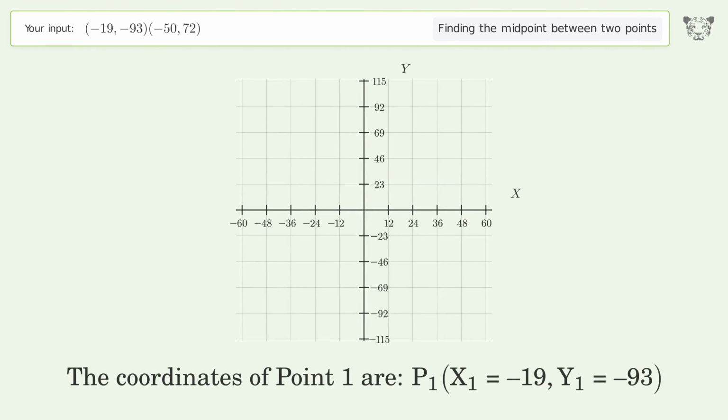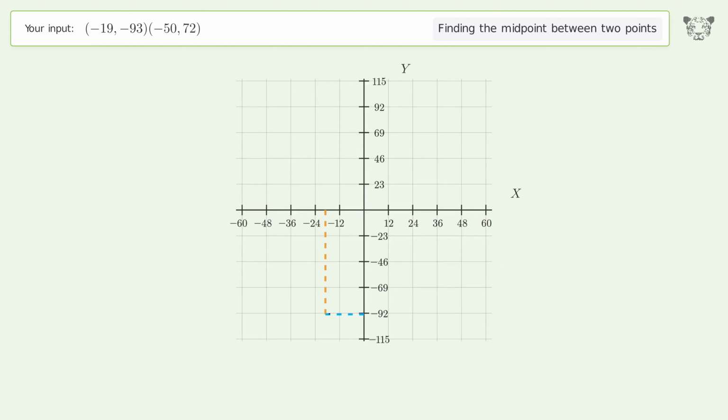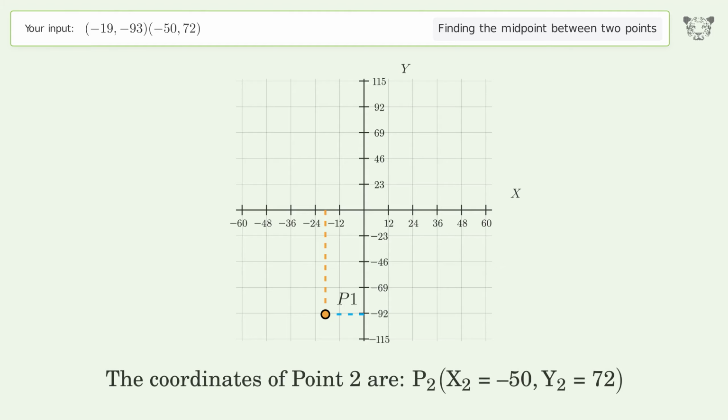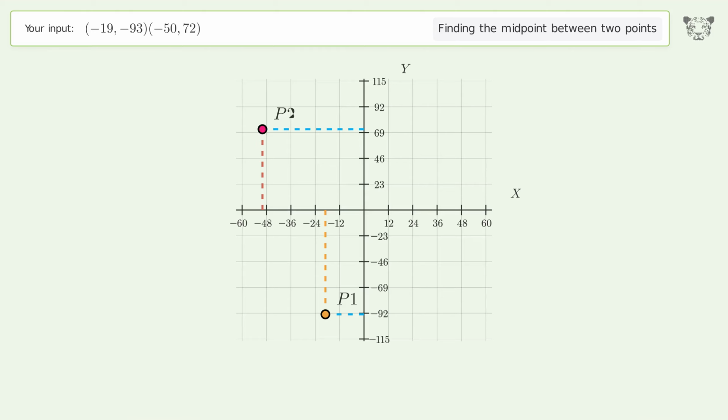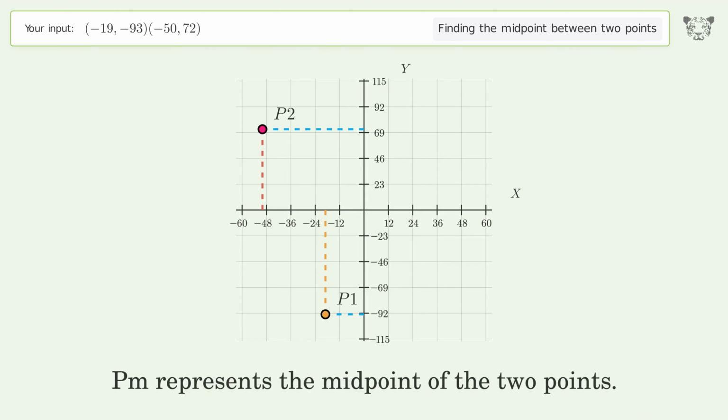The coordinates of point 1 are, x1 equals -19, y1 equals -93. The coordinates of point 2 are, x2 equals -50, y2 equals 72. PM represents the midpoint of the 2 points.